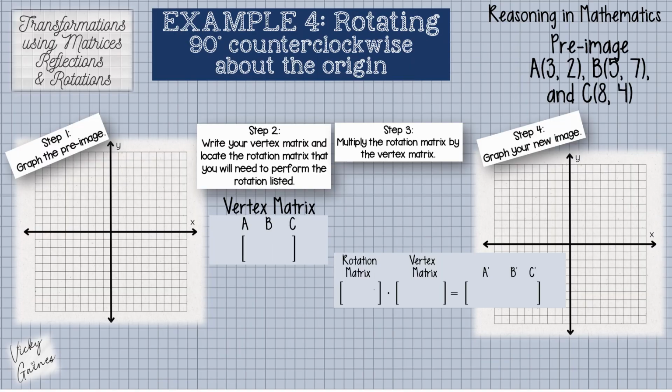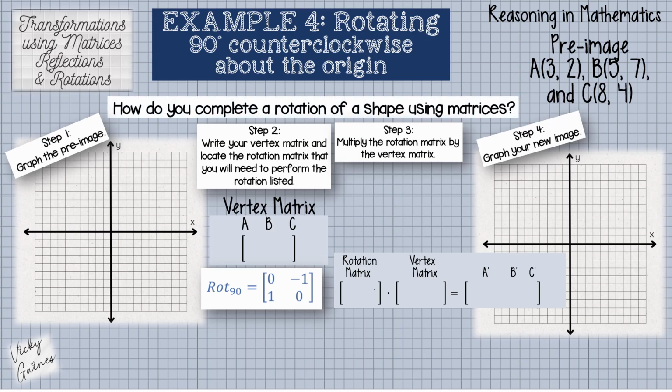Example 4, rotating 90 degrees counterclockwise about the origin. Here is that rotation matrix. We need our original points. It says up at the top right, our pre-image is at the points 3, 2, 5, 7, and 8, 4. So we have ourselves a little triangle again. We are going to rotate 90 degrees counterclockwise. So here is our vertex matrix. Double check we're putting it in correctly. There's our rotation matrix, 0, negative 1, 1, 0. Throw in our vertex matrix.